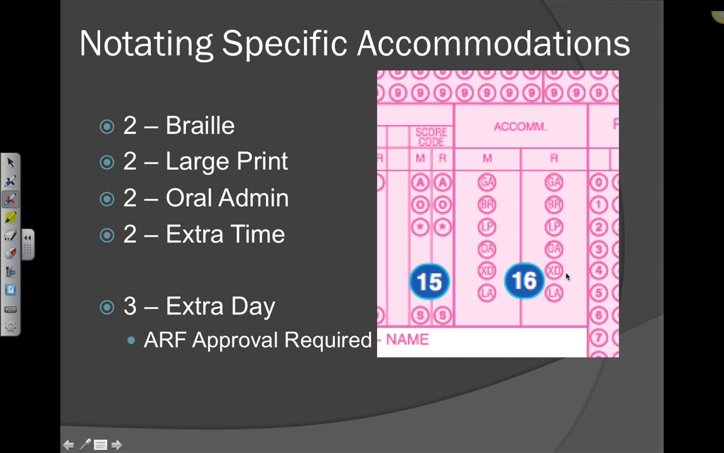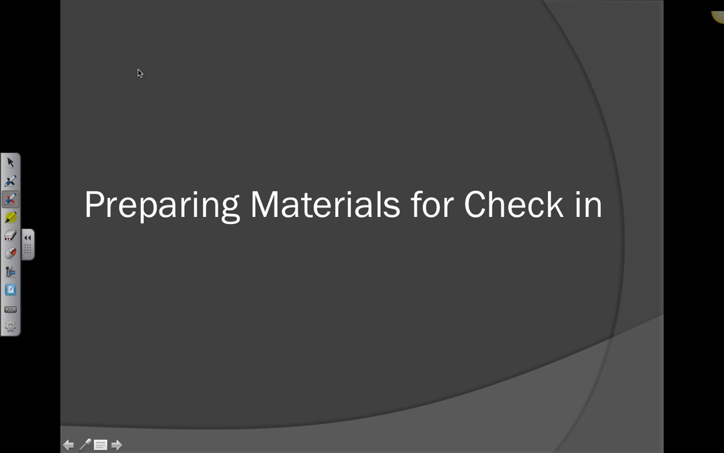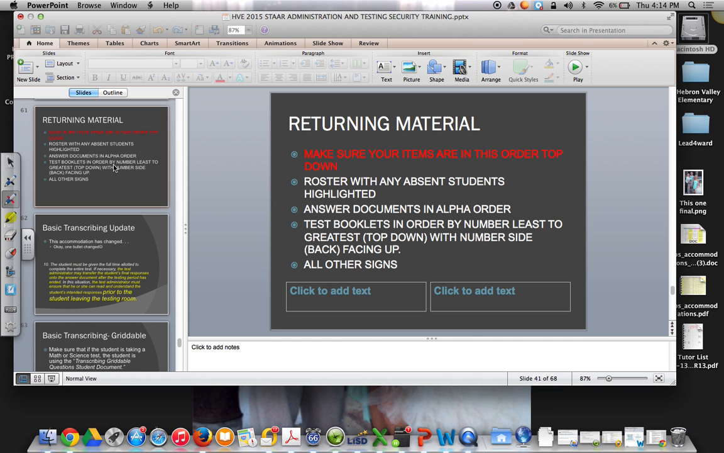XD is extra day. We do not have any students needing an extra day. We do have students that have some linguistic accommodation, so if they have a dictionary, things like that, those should be filled out over here. So if it's not, please notify me, let me know. This concludes this part of the stations.